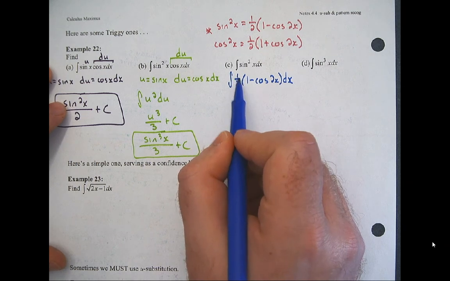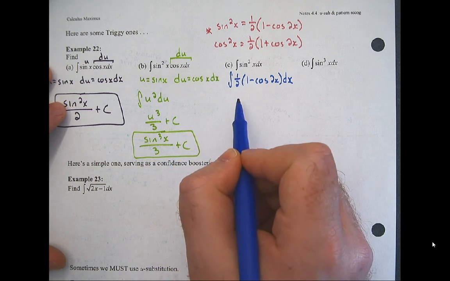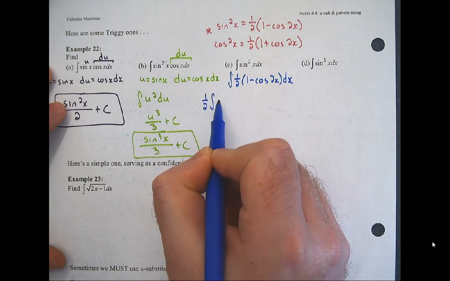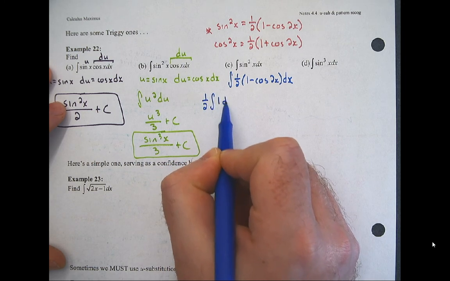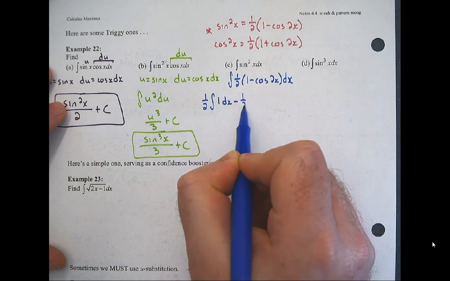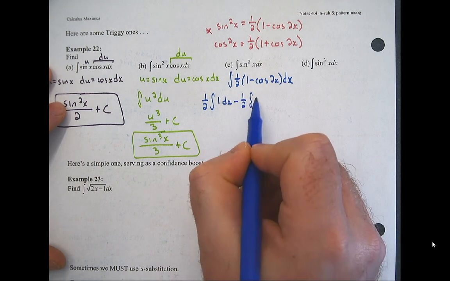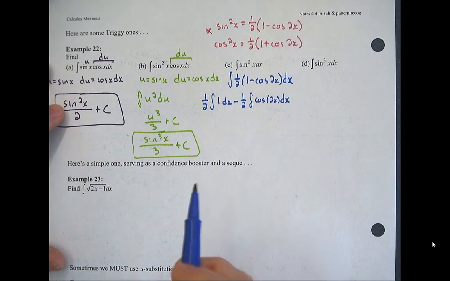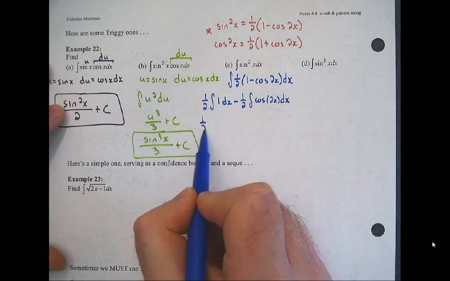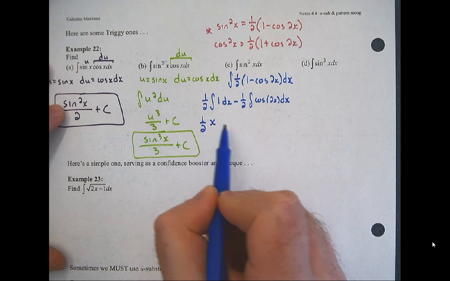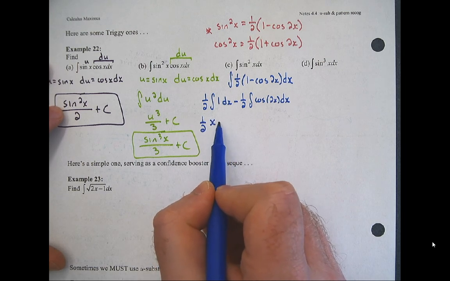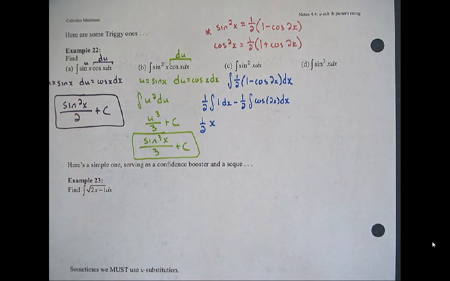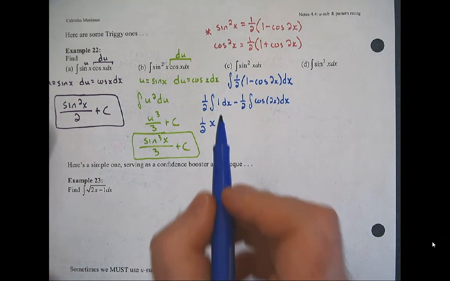I'm going to take the 1/2 out. 1/2 integral of 1 dx minus 1/2 integral of cosine of 2x dx. So this one's pretty easy. 1/2, the integral of 1 is x. Now there's a plus c here, but remember we did that earlier example where you have multiple plus c's, so I can just throw the plus c at the end.